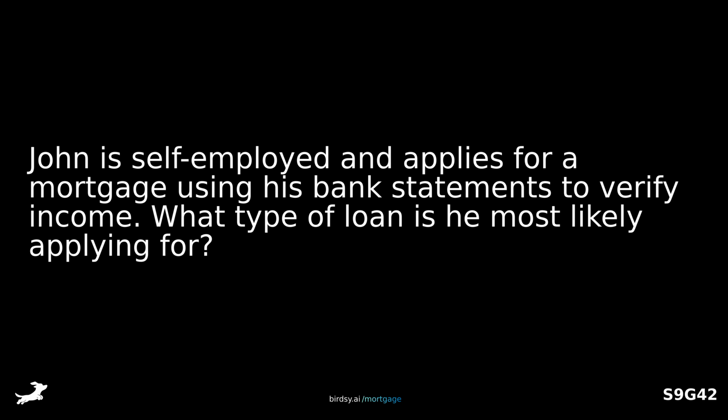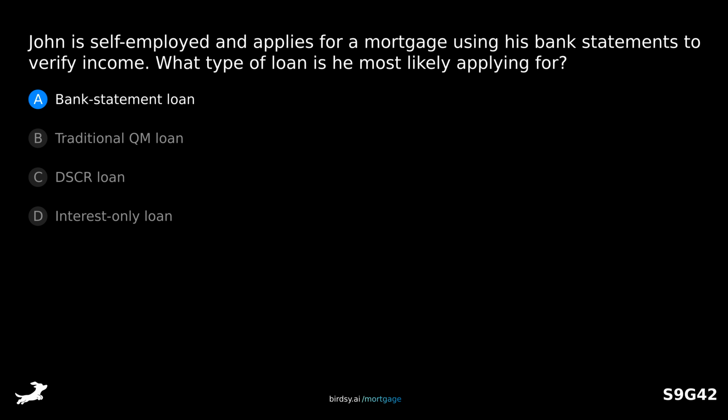John is self-employed and applies for a mortgage using his bank statements to verify income. What type of loan is he most likely applying for? Is it A. Bank statement loan? B. Traditional QM loan? C. DSCR loan? Or D. Interest-only loan? The answer is A. Bank statement loan.